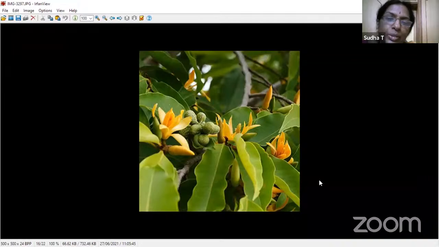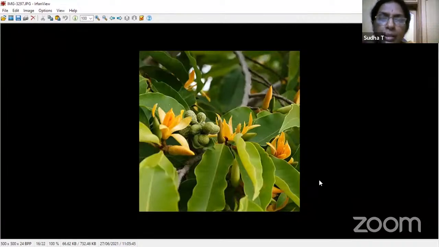Just out of interest, I uploaded some photos of the plants which we discussed in the offline class and online class as well. This is Magnolia, Michelia champaca. I mentioned one family in our class, one of the most primitive families called Magnoliaceae, very close to the ANITA grade. I hope at least a few of you must have remembered this point.